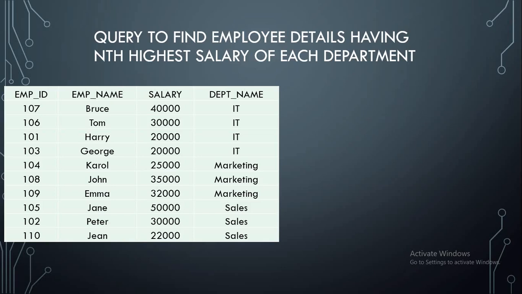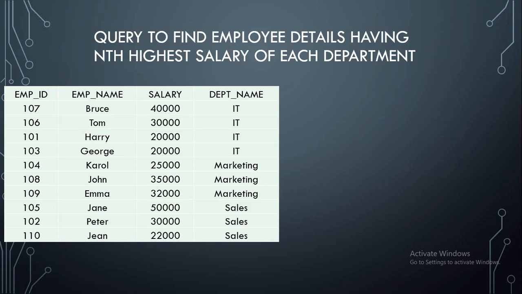Now we have a total of three departments: IT, marketing and sales, and for each department we have to find out the nth highest salary. The value of n can be anything. It can be 1, 2, 3 or 4. Like if the value of n is 1, then the highest salary for each department will be picked up. And if the value of n is 2, then the second highest salary for each department will be picked up. So now let's assume the value of n is 2.